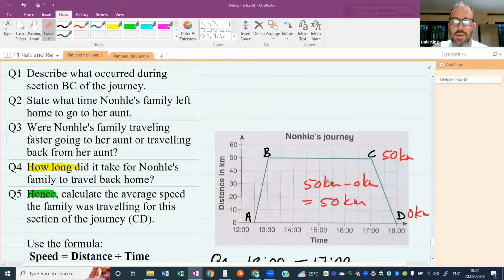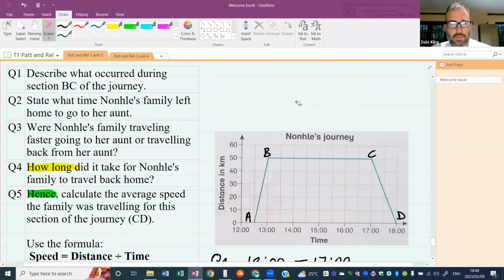If there are no questions about this that I've just shown you, then tell me what's the average speed that they were traveling for the first part of the journey from A to B? How fast were they going then? I'm going to give you 2 minutes. And then we're going to check the answer.